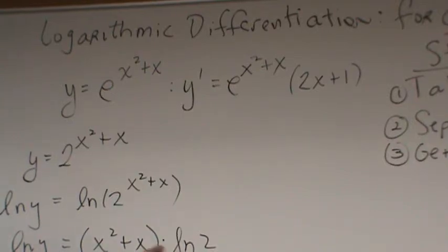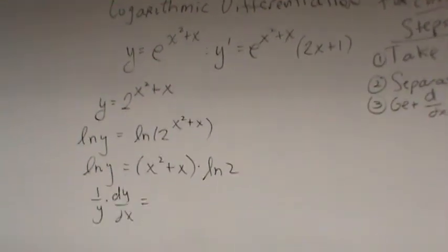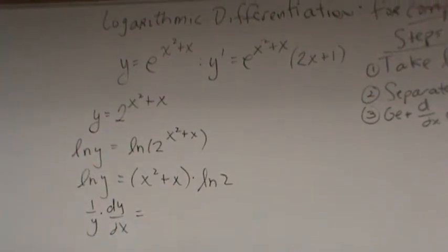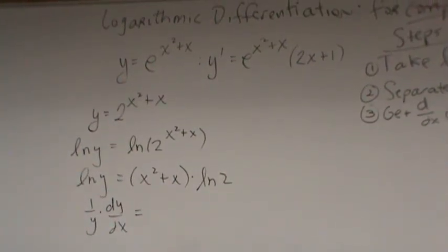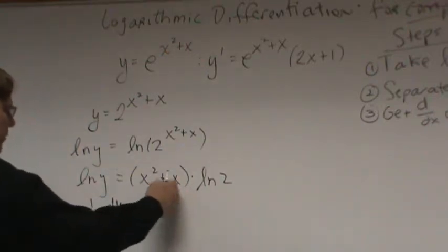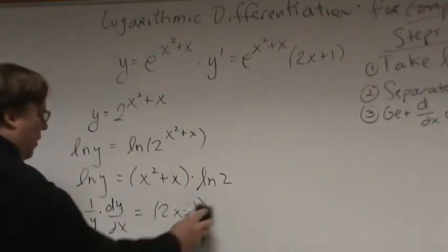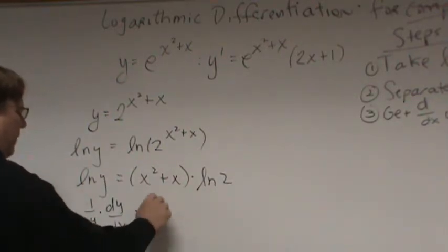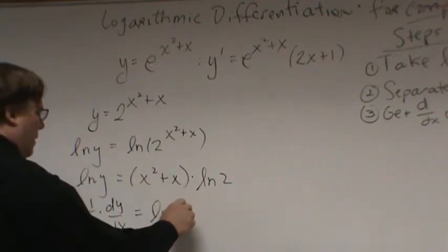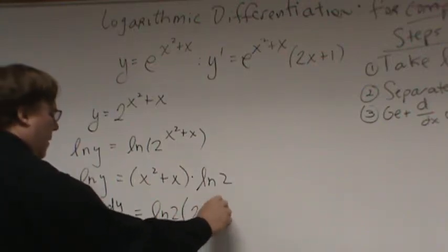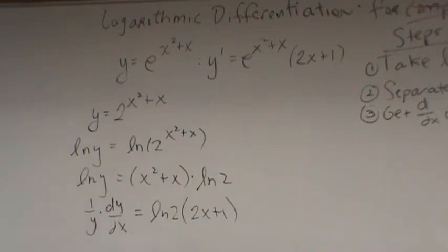Do I have to do product rule here? No. Why don't I have to do product rule? Because natural log of 2 is a constant. Yeah, natural log of 2 is a constant, no product rule required. So I just have to get the derivative of this, which is 2x plus 1, and then the log natural of 2 goes out front. It's just a constant, like 5 or 12.